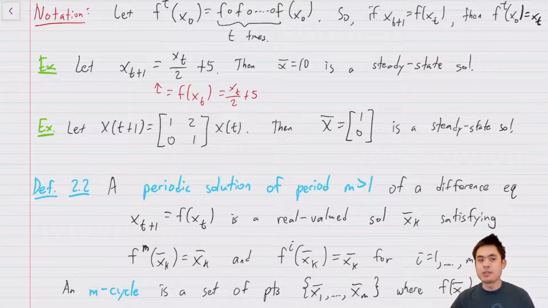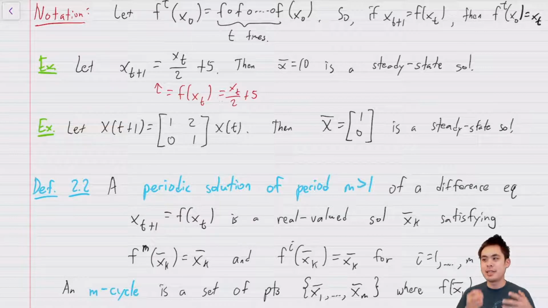Okay, so that was an easy one. So a fixed point is just something that stays the same. An equilibrium solution is just something that stays the same.